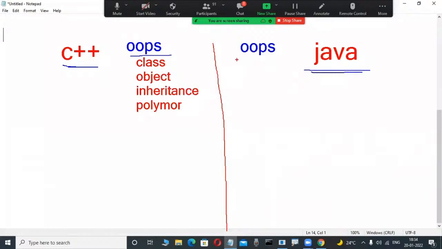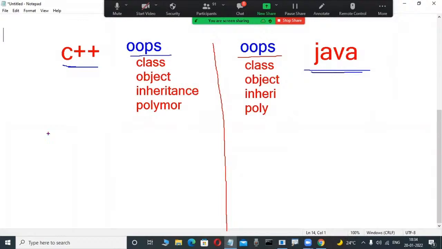Same here also in Java, OOPS concepts: what is a class? What is an object? Some concepts are there or not? What is inheritance? Again, what is polymorphism? So many concepts are there. That's why conceptually class, object, inheritance, polymorphism are conceptually the same in C++ and Java. Also encapsulation, binding, something. Okay, but observe here.